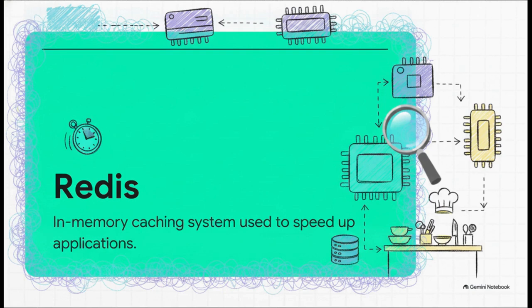Unlike a traditional database that has to write to a physical hard drive or an SSD, Redis stores data directly in the RAM. And because RAM is just orders of magnitude faster than disk storage, Redis serves up data with sub-millisecond latency. It truly is the ultimate chef's countertop.